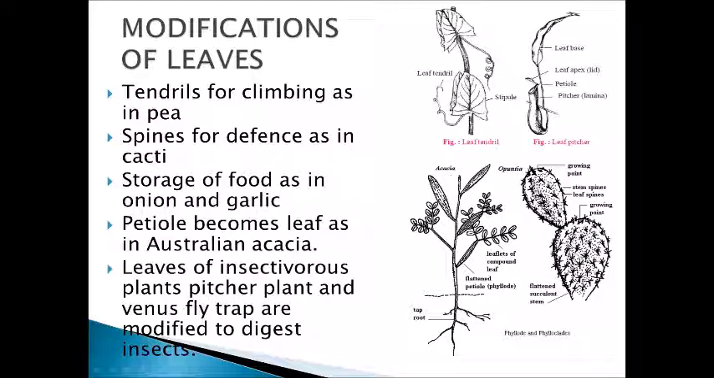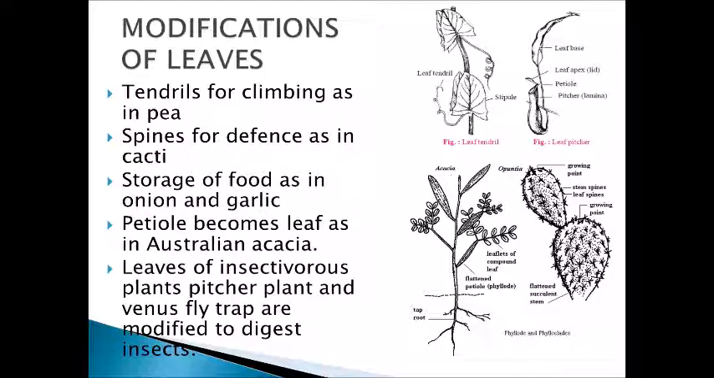Storage of food, as in onion and garlic. These are the bulbs which grow underground, but the green colored leaves grow above the ground surface, and at the base of the leaf the food is stored. So onion and garlic are the examples of modification of leaf for storage of food.